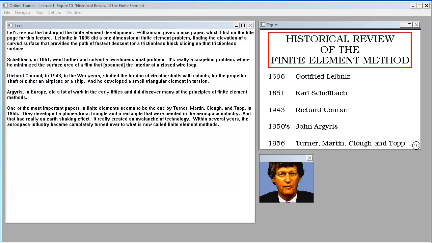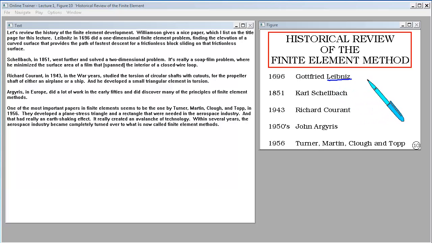Let's review the history of the finite element development. Williamson gives a nice paper which I list on the title page for this lecture. Leibniz in 1696 did a one-dimensional finite element problem, finding the elevation of a curved surface that provides the path of fastest descent for a frictionless block sliding on that frictionless surface. Shellbach in 1851 went further and solved a two-dimensional problem. It's really a soap film problem where he minimized the surface area of a film that connected in the interior of a closed wire loop.